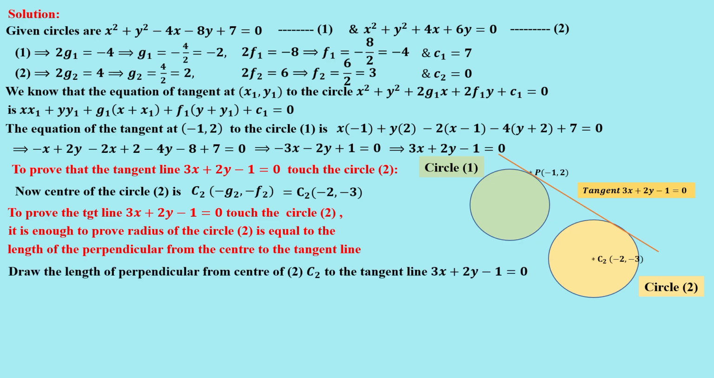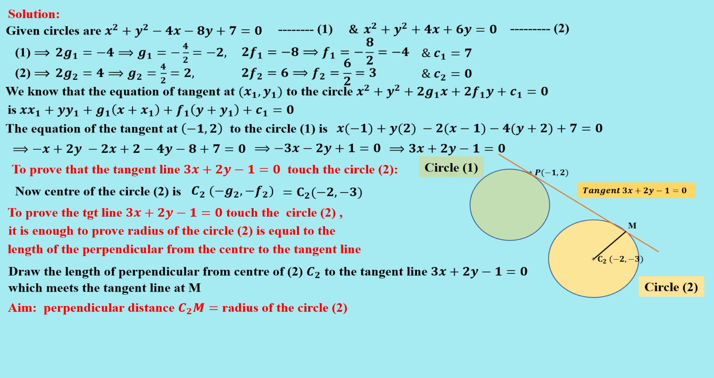So draw the perpendicular from the center C to the tangent line 3x + 2y - 1 = 0, which meets the tangent at M. So this is M, right? Now the perpendicular distance CM is equal to the radius of the circle 2. So this is our aim. Then definitely the line 3x + 2y - 1 touches the circle 2, right?